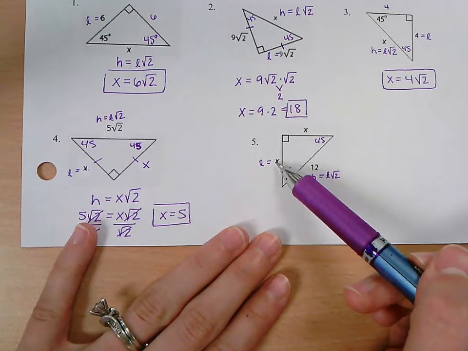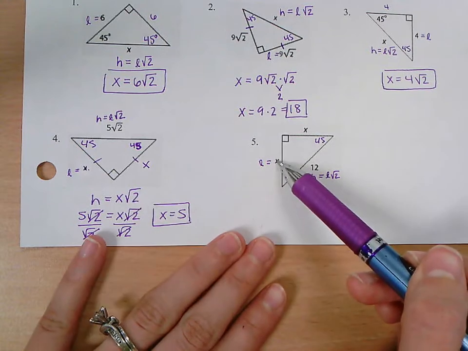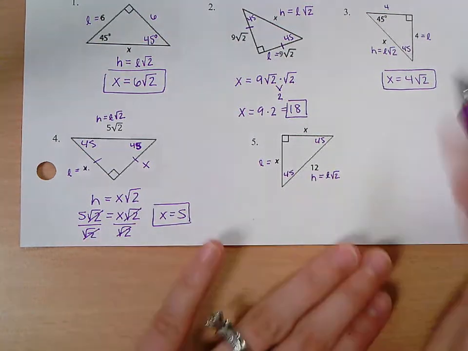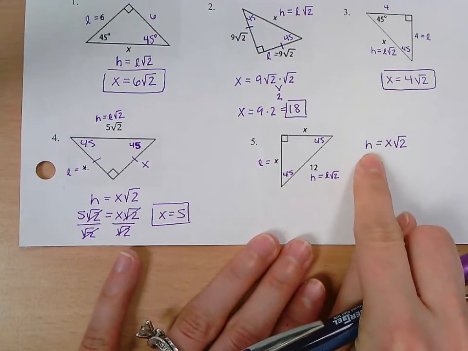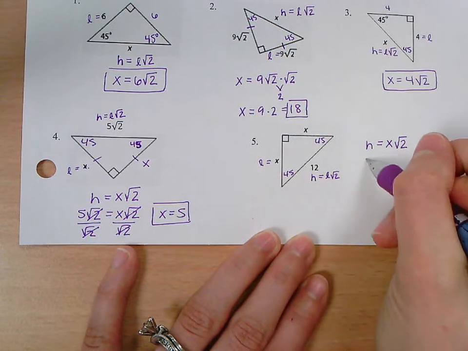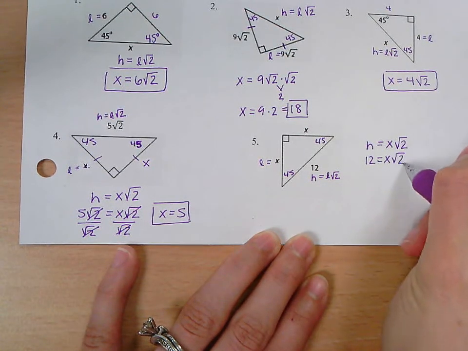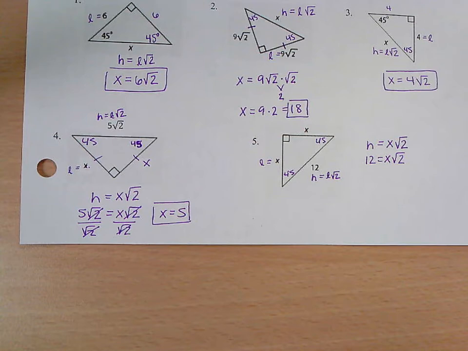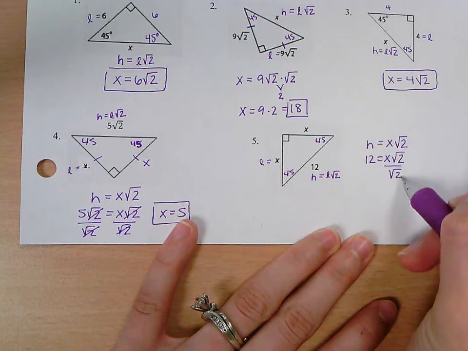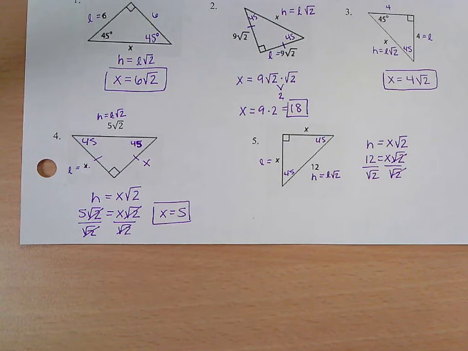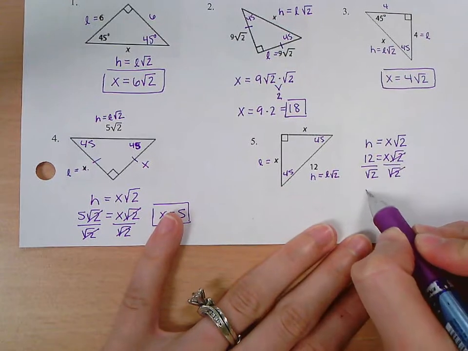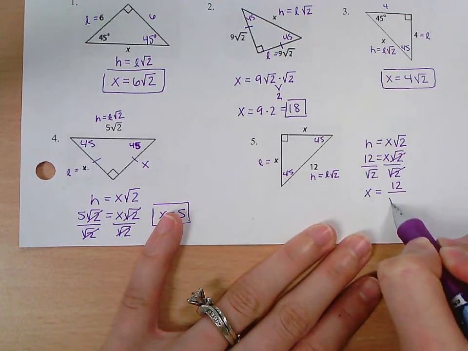So what I'm going to do is, again, how I set this up here, I'm going to put X in for L into this formula. So H is equal to X square root 2. And I know my H, I'm given that, it's 12. So 12 is X times the square root of 2. I solve for X, so I have to divide by the square root of 2. It cancels out on the side with the X, and I'm actually going to flip this around also so it's X equals. So I get X equals 12 divided by the square root of 2.